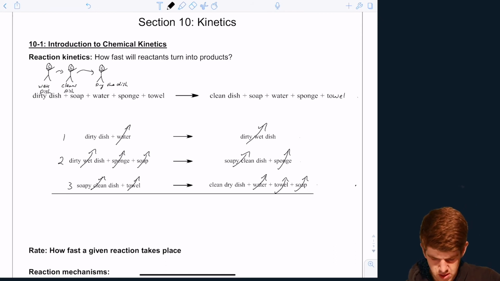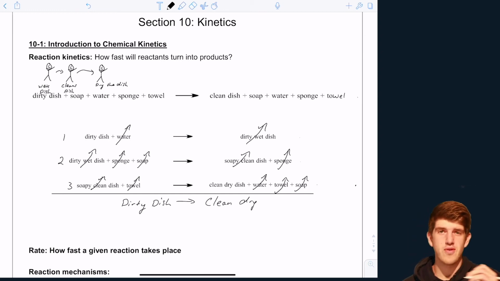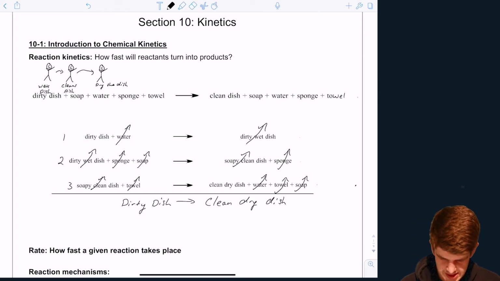So overall, the only thing that really changed here, or the overall reaction, is the dirty dish became a clean, dry dish. Now, of course, there are limitations to this example, but overall, it's a pretty good way of just understanding what a mechanism is and why it's important.